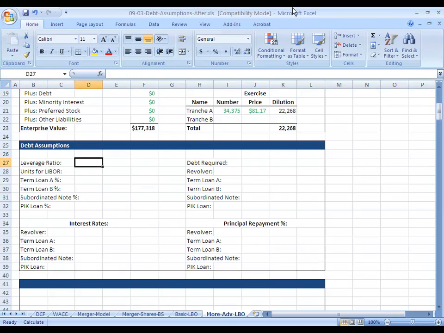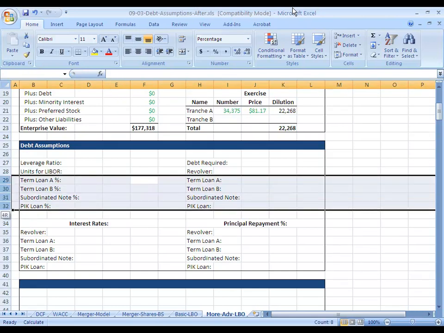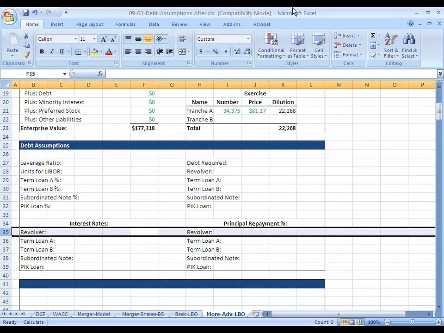So the first thing we need to decide here is the percentage for each of these different types of debt. So we have to say that a percent goes to each of the different tranches: term loan A, term loan B, subordinated note, and PIK loan. The revolver will come up, but we're going to calculate it a bit differently, and we're actually going to be using an absolute number for that one instead.